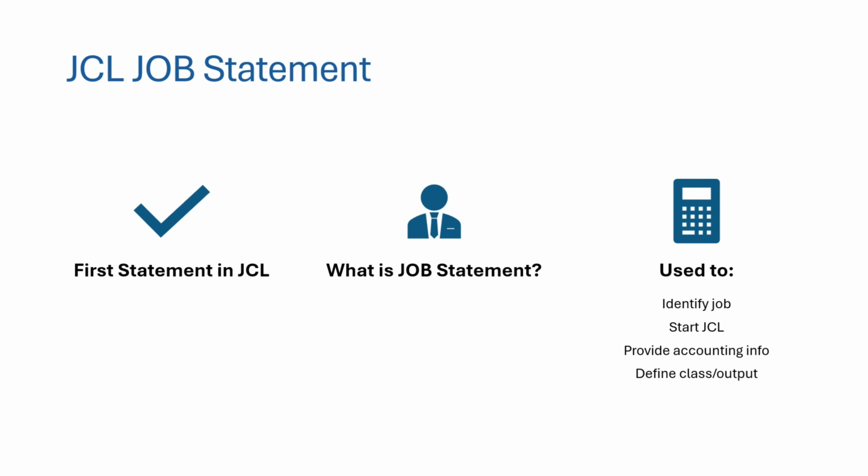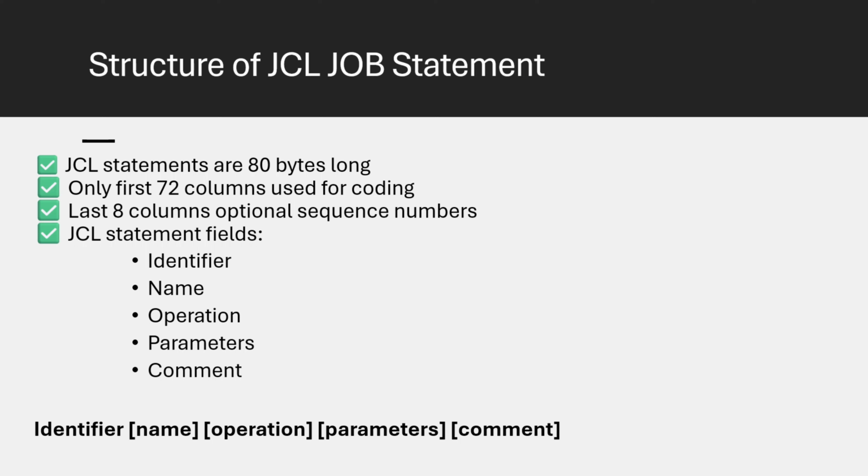What is a job statement? The job statement is the first statement in JCL. It's used to identify the job, start the JCL stream, provide accounting information, define class and output options. Think of it as the cover page of your batch job. Structure of a job statement.